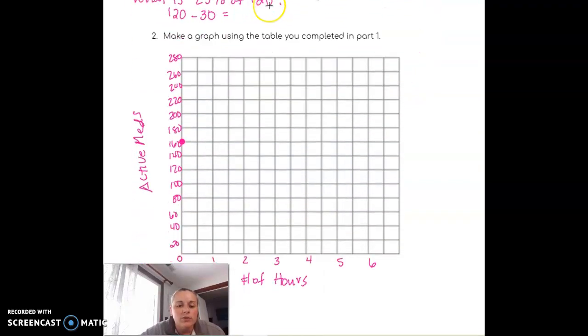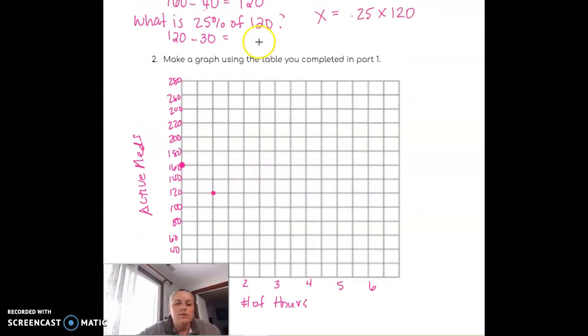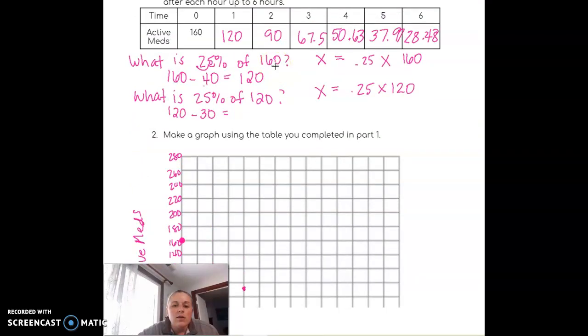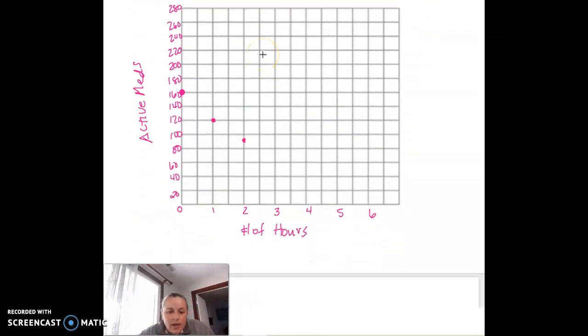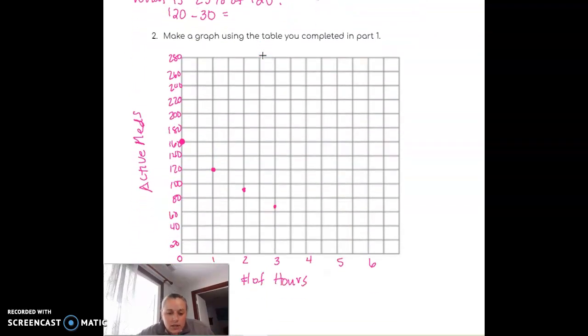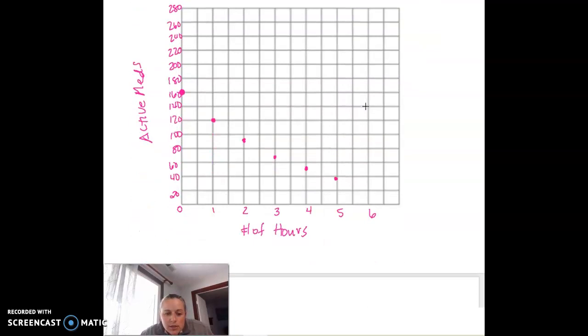At 1, it was 120. 2 was 90. 3 was 67.5. 4 was 50.6. 5 was 37. And 6 was 28.